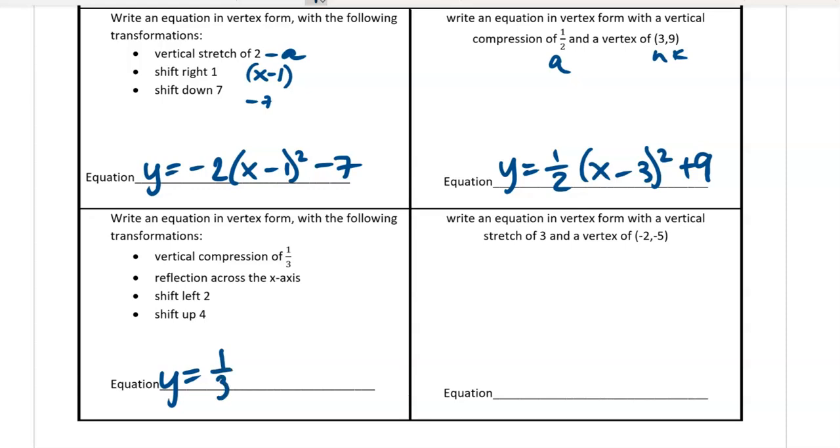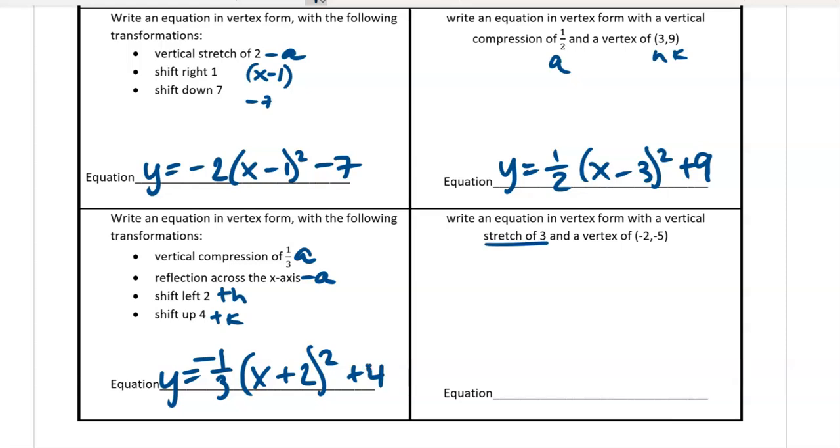Vertical compression of 1/3, that's our a value. Reflection across the x-axis means we're going to have a negative in front. Shift left 2 means positive h. Shift up 4 means positive k. So positive 2 squared plus 4.